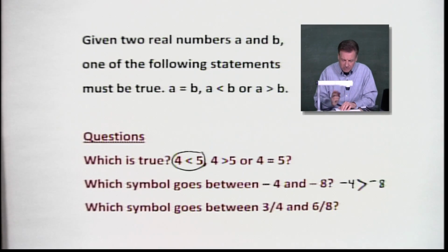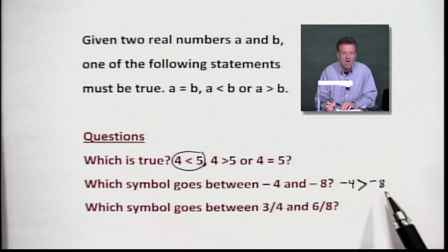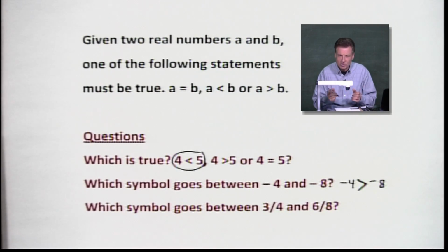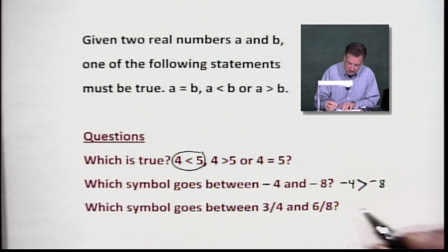And that's the story, because greater than is to the right of -8 on the number line. It's all about direction. Which way do we go? All right. Now, what about this one?